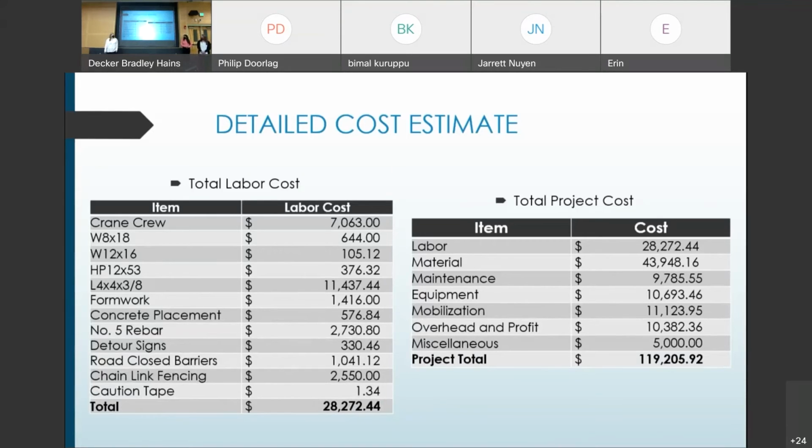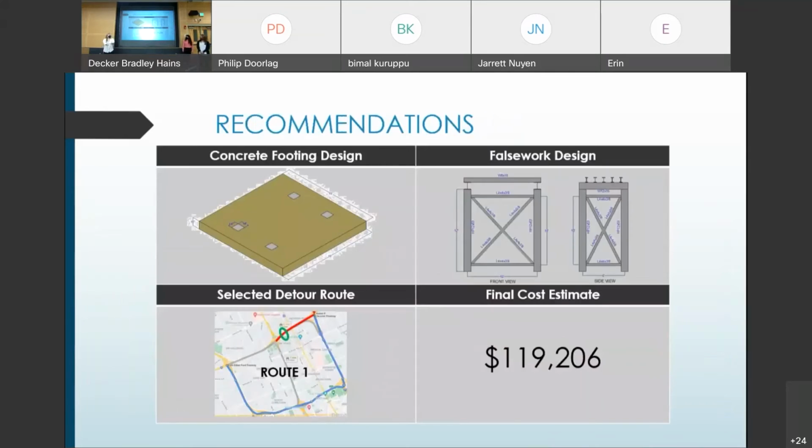All these costs considered, along with mobilization, equipment, overhead, profit, and miscellaneous fees, total project costs were calculated at $119,205.92. So to summarize, our final recommendation for this project is to use a 15 by 15 concrete footing to support the design steel framework. From traffic analysis, our recommended detour was Route 1. For all these recommendations, we came up with an approximate final cost of $119,000.